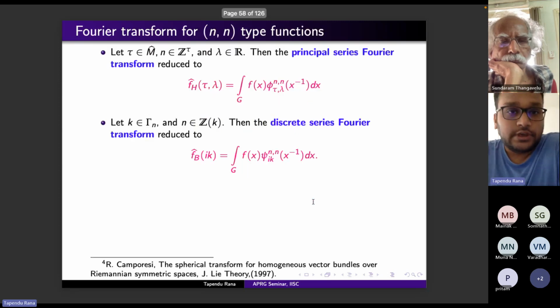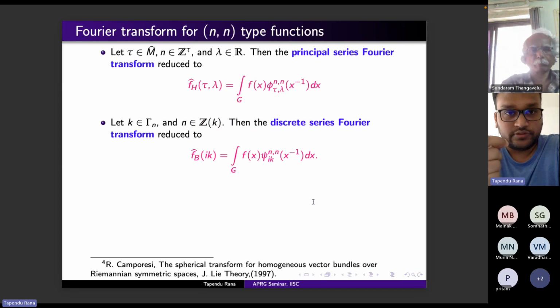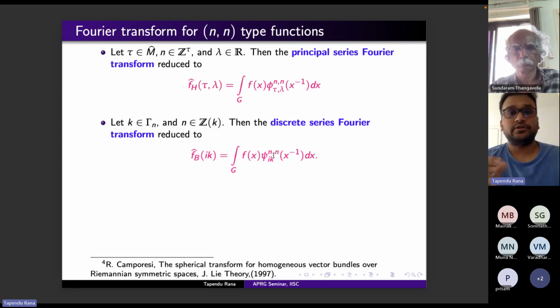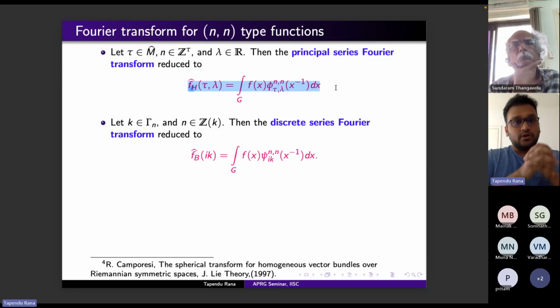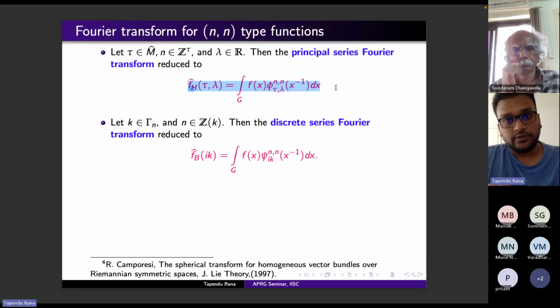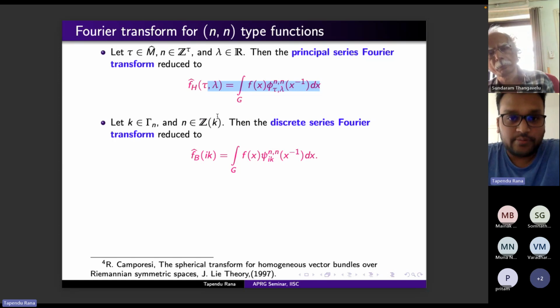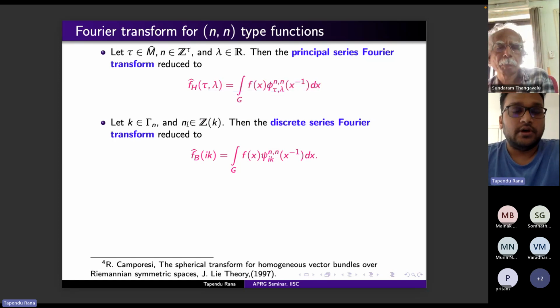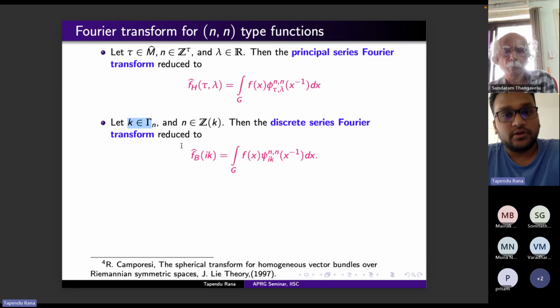Now, interestingly, if we take an n-type function instead of a general function on G, then the principal series Fourier transform reduces to a scalar valued Fourier transform, in the following sense: if we take an n-type function, all the coefficients of the operator F_H f(tau, lambda) are zero except the nth coefficient. So if you take l not equal to n, this matrix coefficient of the operator is 0. That's why, in this sense, the Fourier transform reduces to the scalar valued Fourier transform. The same happens in the case of the discrete series Fourier transform. If you take an n-type function, then for k belonging to gamma n, only this kind of Fourier transform survives. All the other discrete series Fourier transforms are 0.